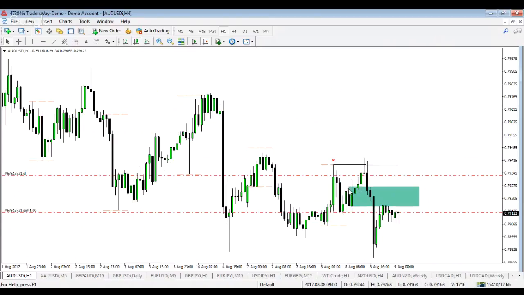So the banks, they buy when the price is going down and they sell when the price is going up. So in this block, they were buying, took out the stops, and then they brought it down below it. Now they came back to this block. So this is where they were buying at.